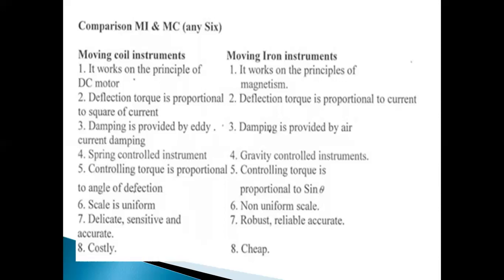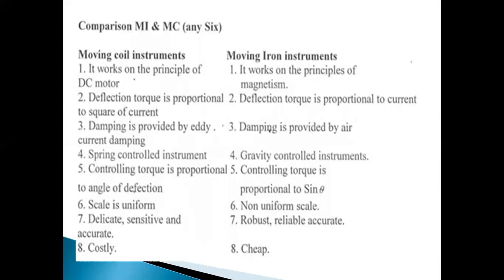Next, fourth one, spring control. It is the spring control instrument, whereas a moving iron is gravity control instrument. Here, the controlling torque is proportional to the angle of deflection, whereas here in this case, moving iron, controlling torque is proportional to the sine theta. In moving coil instrument, the scale is uniform, whereas moving iron instrument, the scale is not uniform.